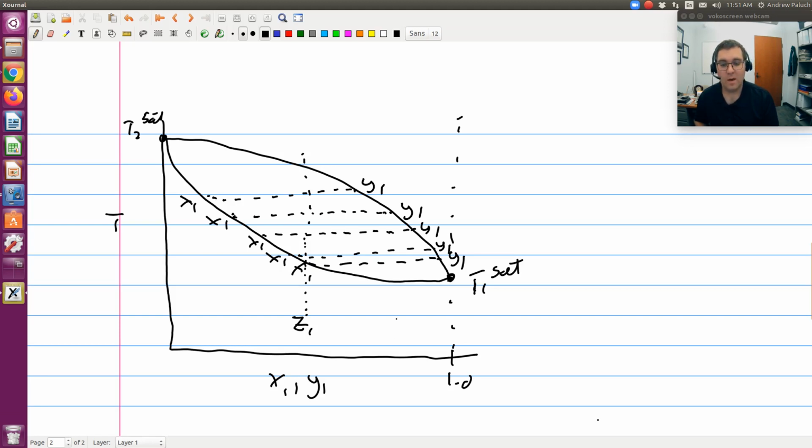Now if I started with Z1, say that was here, and I heated up to my bubble line, and this is where I apologize, my picture's not the greatest. If I had a mixture of composition Z1 that's greater than this Z1 over here, and I heated it up to its bubble point, its Y1 max would be greater than Y1 max for the initial mixture.